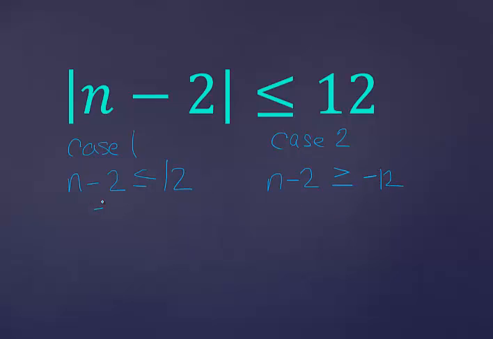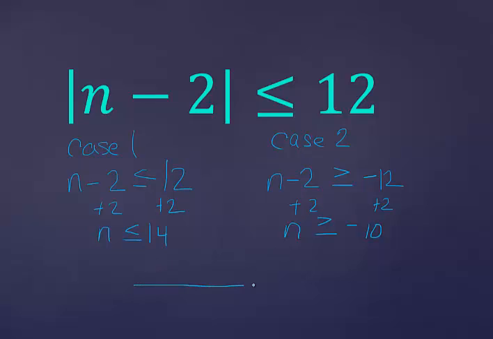We solve the equation by adding 2 to both sides. That leaves us n is less than or equal to 14. We add 2 to both sides in this equation, and n is greater than or equal to negative 10. Watch your positives and negatives. Negative 12 plus 2 is negative 10.